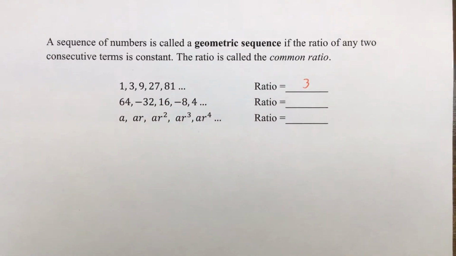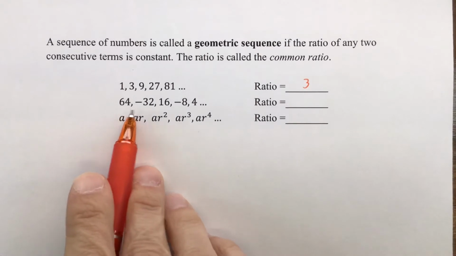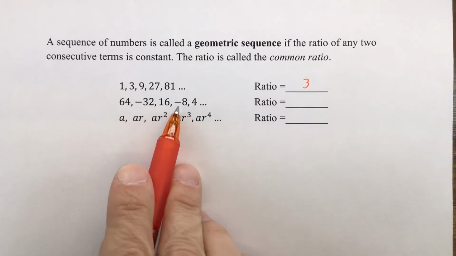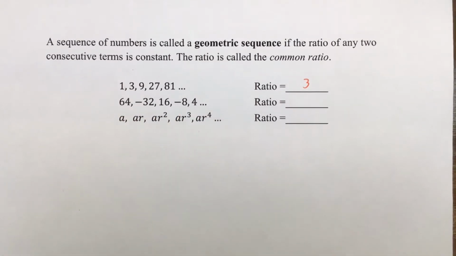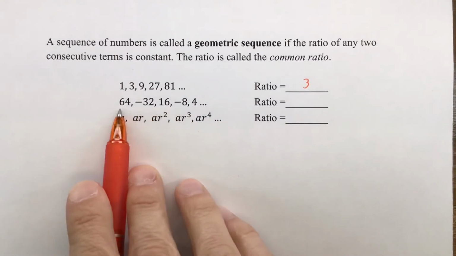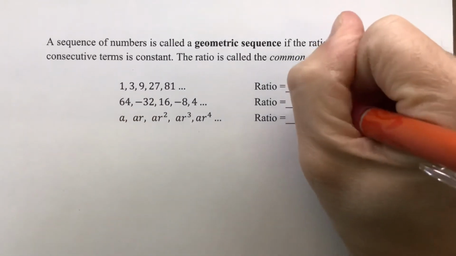For the second sequence, we've got 64, negative 32, 16, negative 8, 4. These are alternating between positive and negative. What that means is that your common ratio, that factor that you're going to use, is just a negative number. If I take negative 32 and divide it by 64, I get negative 1/2.